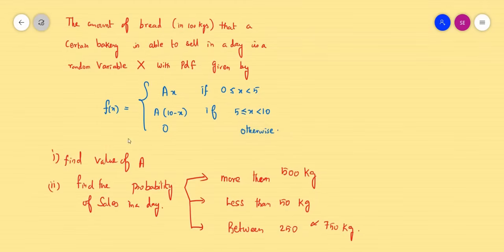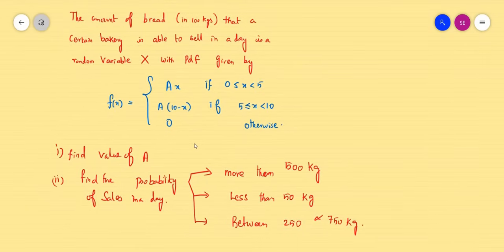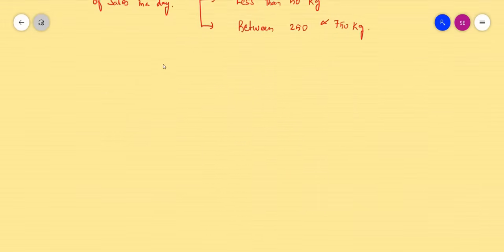Okay, because it's new, so we can't answer. So let us see the question. What the question says, amount of bread in 100 kgs. That means 500 kgs means you have to take in terms of 5. Am I right? So you have to count the kgs in terms of 100. Okay. Is it clear? So you have to write like this. Okay, let us go to the problem.